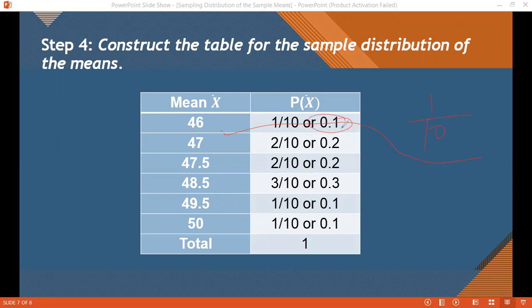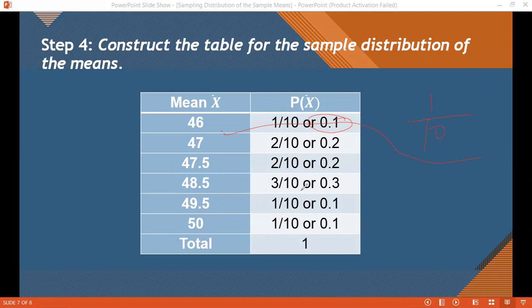Kaya ito, 0.1. Next, 47, you have 2 over 10 kasi dalawa yung 47 kanina. Divided by 10, so that is 0.2. 47.5, dalawa din. 48.5, tatlo. 49.5, isa. And lastly, 50, isa lang.